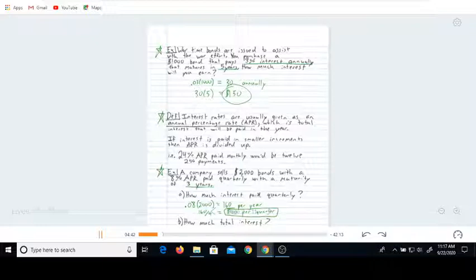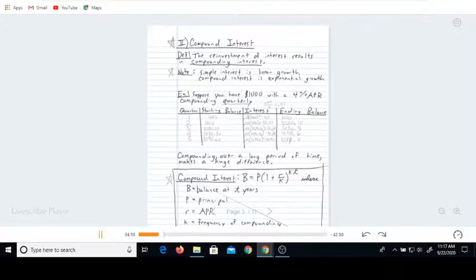Now the next question is, what if you take that $40 and reinvest it? Right? So instead of pocketing that interest payment, what if we reinvest it? Well, if you take interest and reinvest it, that is called compounding interest. So the reinvestment of interest results in compounding interest. You can see this on your credit card every month.